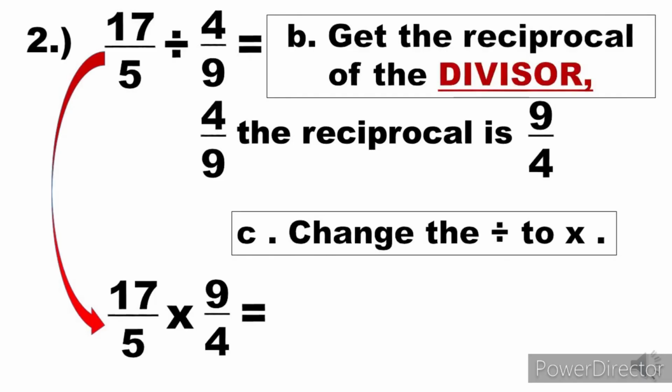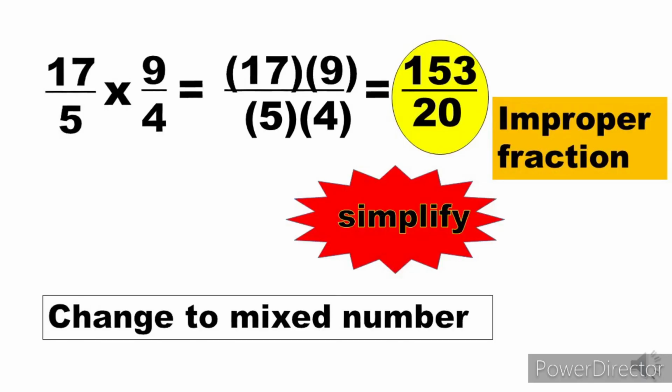And then i-rewrite natin ang 17/5 divided by 4/9. And then the next step is to get the reciprocal of the divisor. So ang divisor natin dito is 4/9, and then reciprocal is 9/4. And then the next one, i-change natin yung divide sa times. So we have now 17/5 times 9/4. Next, i-multiply natin yung dalawang fraction. So, numerator to numerator, which is 17 times 9, and denominator to denominator, 5 times 4. So, 17 times 9 is 153, 5 times 4 is 20.